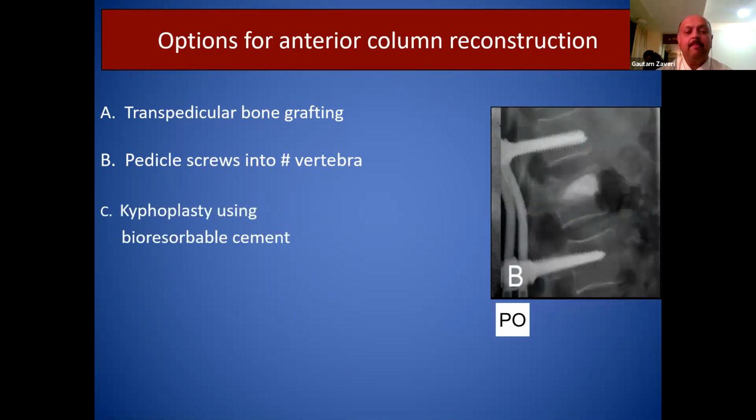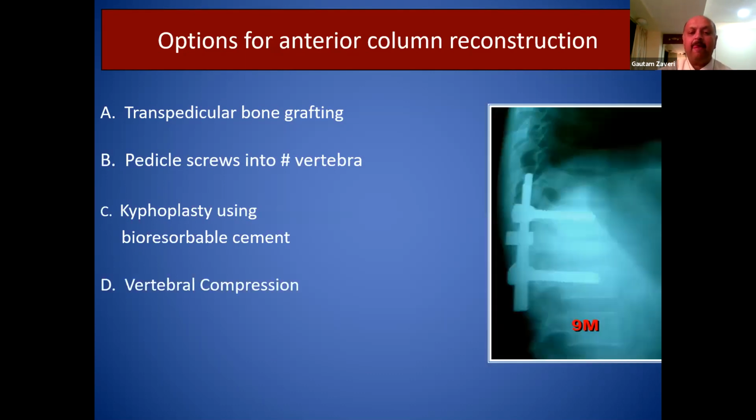The third method of doing this is by doing a kyphoplasty using bioresorbable cement in these patients. Here, after the vertebral body height is restored, a vertebral biopsy needle is passed into the vertebral body which is fractured, and a balloon is inflated in order to elevate the end plate. The balloon is then removed and cement is injected so that the end plate does not fall back.